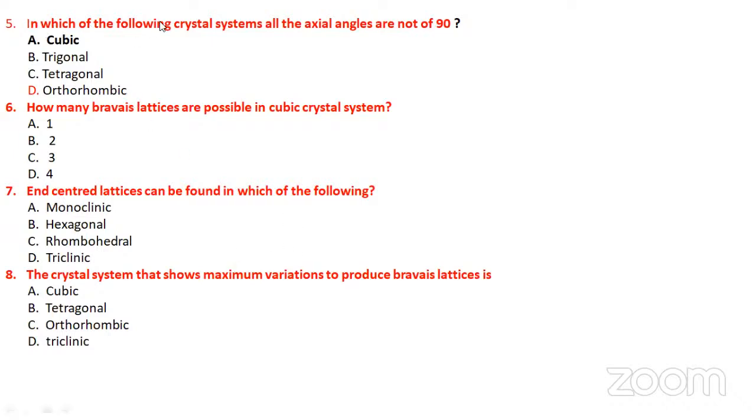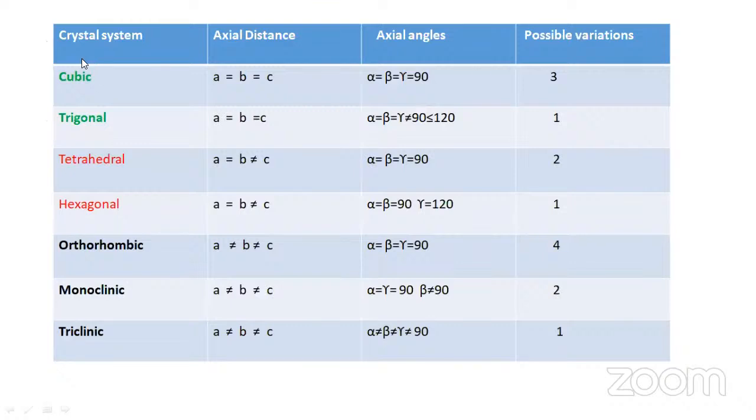Now coming here, in which of the following crystal systems are all the angles not equal to 90? In cubic, you know very well that all the angles are 90 and all the sides are equal. Trigonal is the second of the group. Here all the distances A is equal to B is equal to C. But angles are also equal, but they are not equal to 90. So the answer is what, Nana? Trigonal. You can see in the table. In trigonal, all the axial distances are equal and axial angles are also equal, but the angles are not equal to 90.